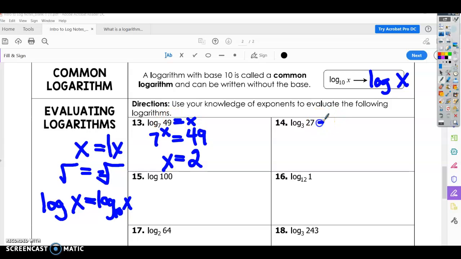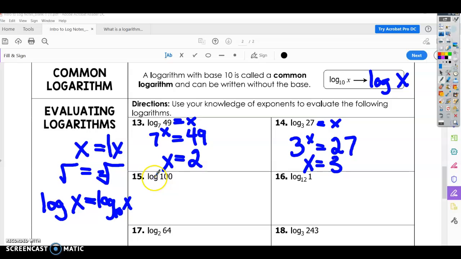And we're saying it's missing this number here. So 3 to some power x equals 27. What power of 3 is 27? Well, that would be the third power. So x equals 3. 3 to the third power is 27.